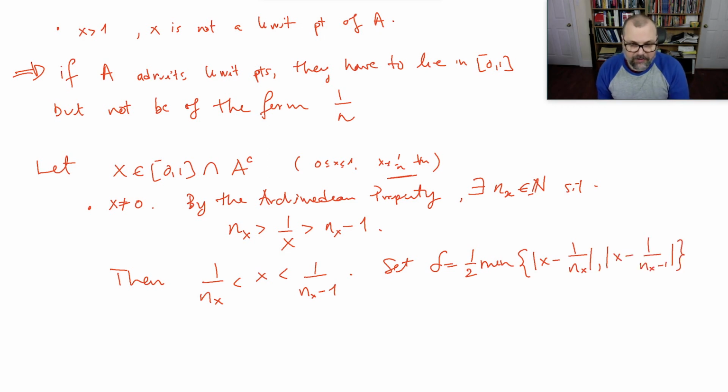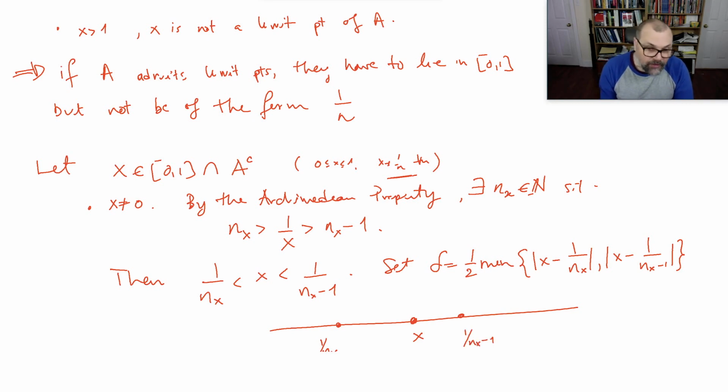So graphically, here's my x, here's potentially 1 over nx, here's 1 over nx minus 1. I don't know where x is going to fall between these 2 points. I'm going to pick half of the smallest distance. So here are the potential distances. In this case, this would be the smallest one. I'll pick half of that.